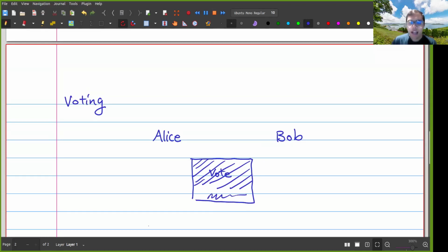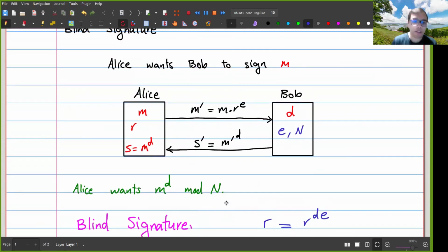And then later on, after Bob has signed, Alice can remove this blinder, can remove the thing that was over her vote. And now you have a vote that also has Bob's signature on it. And if we assume that any vote that has Bob's signature on it is valid, you can just drop this into the voting box and then it will be counted, right? So this is how we would do it in the real world. But how can I do it in this case on the blockchain, let's say?